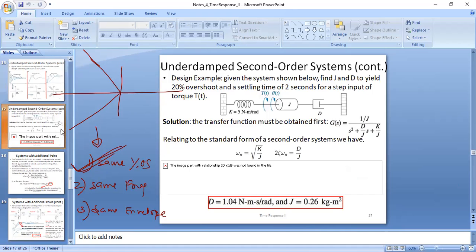Yeah, this is the one in the class and I didn't understand. Hello? Yeah. So I was telling you, this is the question you did not understand, right? Okay. In this question, it is the design example, find J and B.